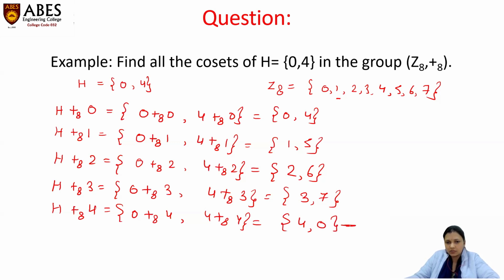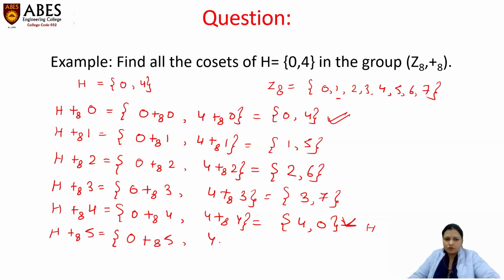So here I can see that this is equal to H. These two sets are equal, containing two elements 0 and 4. We need not check further, but I will just check for one more value. 0 addition modulo 8, 5 and 4 addition modulo 8, 5. So this will give us 5 and 1. So this is again H plus 1. So here it is repeating. From here the values are repeating.